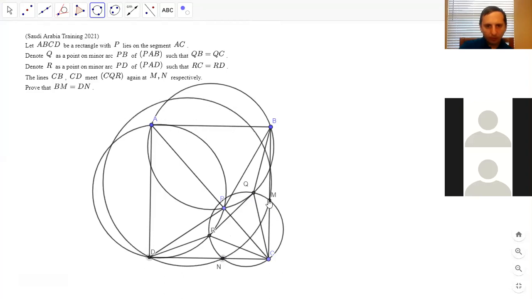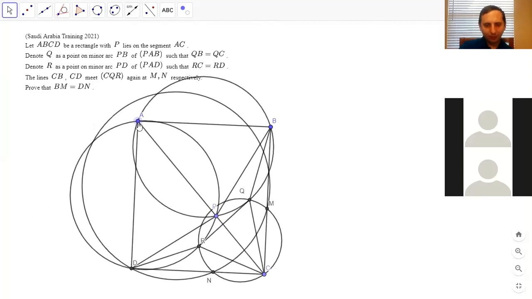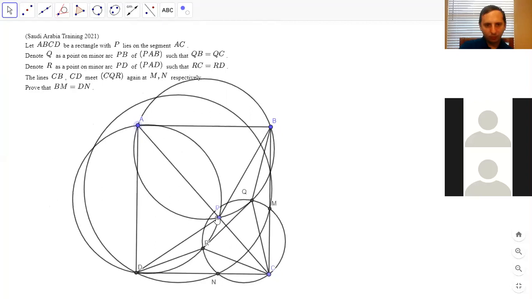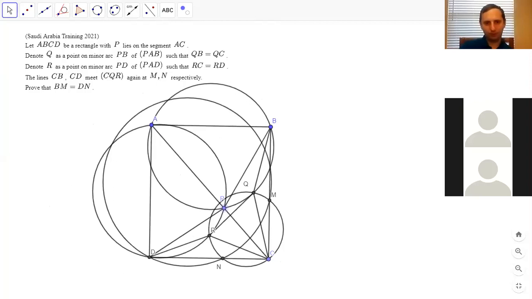It almost looks like these circles concur, although maybe that's just a coincidence. Yeah, that's really interesting. Let's see. Is that actually true? No, that was just a coincidence. Yeah, since it's a rectangle, I wonder if we could rotate stuff.